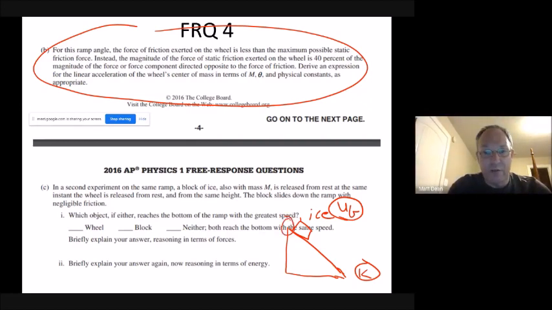There is some friction, which means the potential energy that we start with is greater than the kinetic energy that we end with. What I'm hoping that shows you is that the ice is going to get to the bottom first. It's going to get there going faster. So the block of ice is going to get there going faster. Now, in terms of forces, briefly explain your answer in terms of forces.